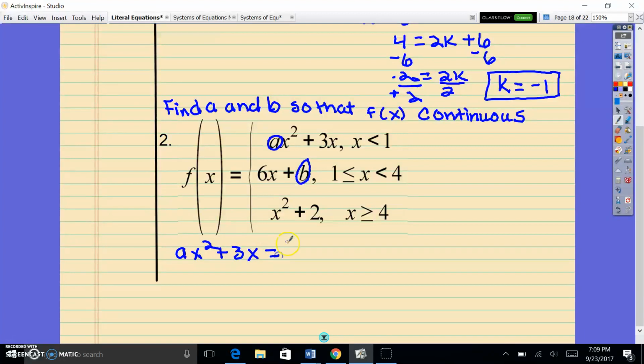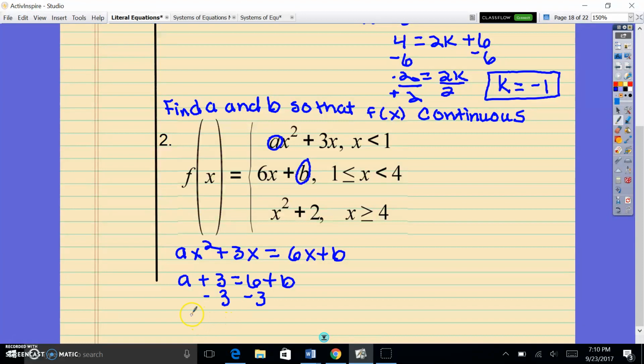That should equal the second function, 6x plus b. And that's going to be true when x is equal to 1. So I'm going to replace x with 1, which is not going to change much. That's just a plus 3 is equal to 6 plus b. This is not a very complicated equation, but it does have 2 different unknowns, an a and a b. I'm just going to subtract this 3, so I solve for one of them.